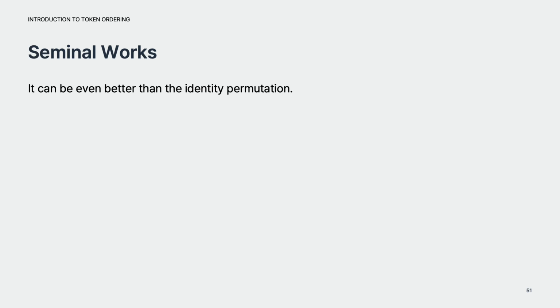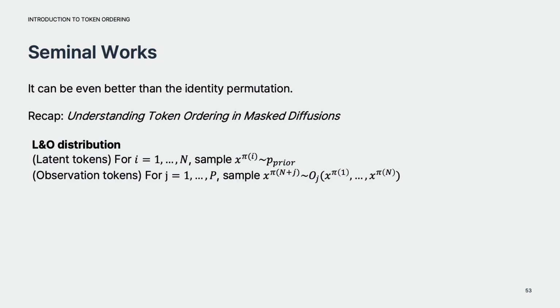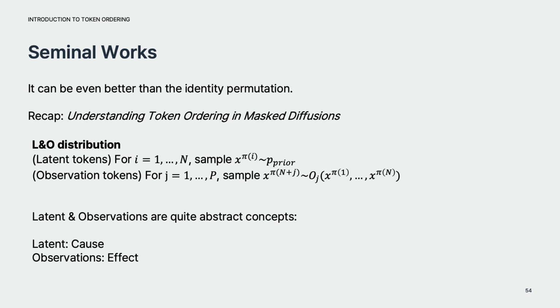However, as also presented in the ADAS seminar, any-order training, which has this difficult property, can in fact show better performance or efficiency than identity permutation. Recalling the seminar on understanding token ordering in mask diffusions, the paper proposed what they called the LNO distribution. It argues that in every sequence there exist latent tokens, the cause, and observation tokens, the effects.